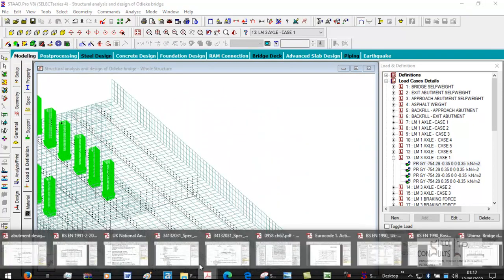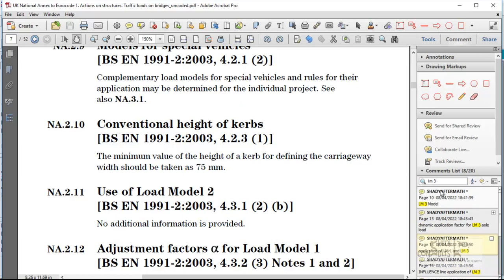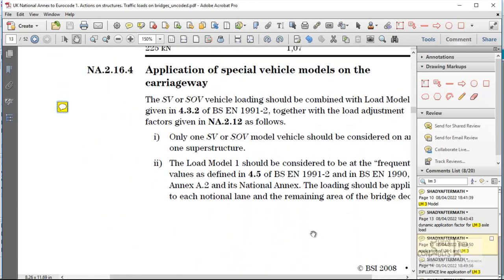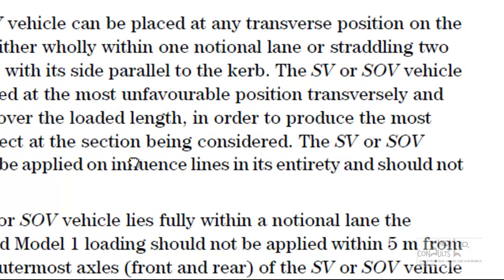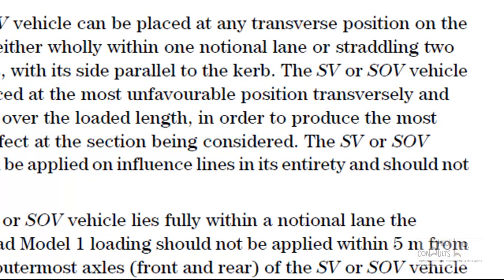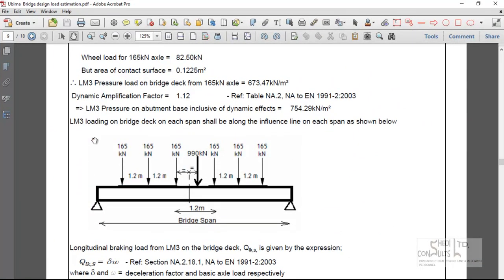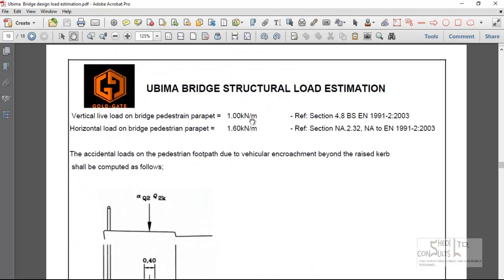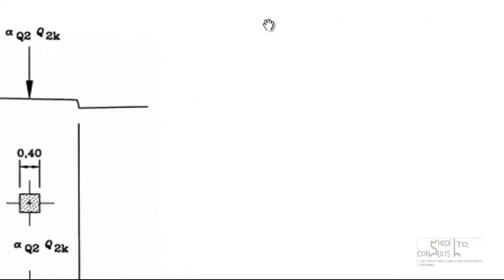This is a requirement from Eurocode 1.2, United Kingdom National Annex. If you look at the code criteria, the code specifies that. So if you look at NA.2.16.4, it specifies very clearly that in order to produce the most severe load effect on the section being considered, the SV vehicle should be applied on the influence line in its entirety, and that should not be truncated. So this is what guides your loading criteria. So you can see that was done. So this is for the LM3 loads. You also calculate and compute the LM3 loads on each of the notional lanes of the bridge.